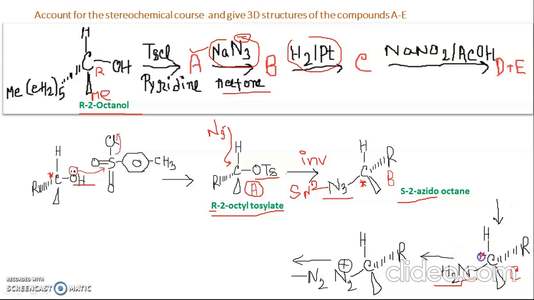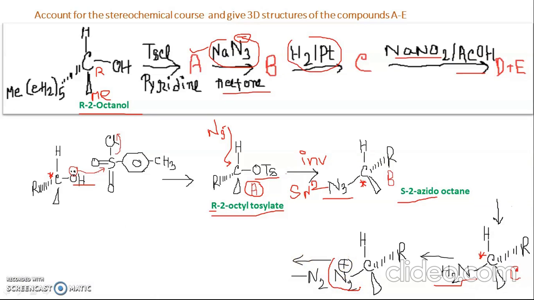So configuration will be same. Next, after C, we are using sodium nitrite in acetic acid. Now sodium nitrite in presence of acetic acid will generate HNO2, that is nitrous acid. So in presence of nitrous acid, there will be formation of unstable diazonium salt, where N2 will be removed.